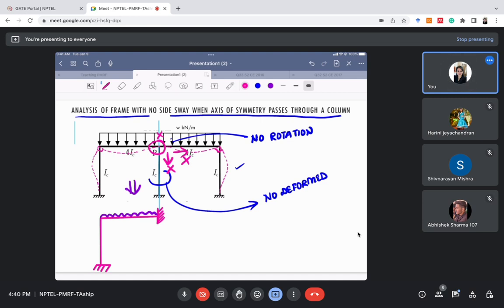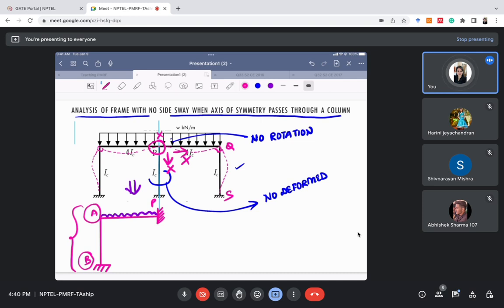So for analysis purposes, we can just solve this half part of the structure, because the other part will be the same. For example, let's call this A, this is P, and this is B. So moment at A will be equal to moment at Q, and similarly moment at B will be equal to moment at S, suppose. So we just need to solve only half of the structure.